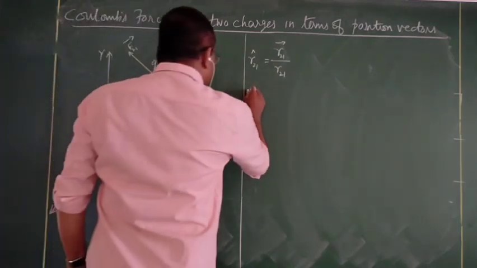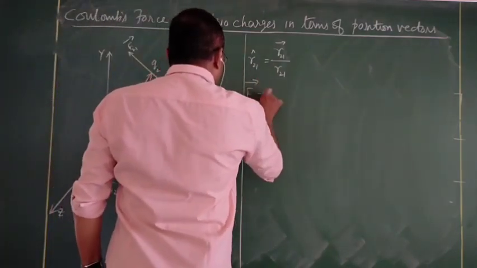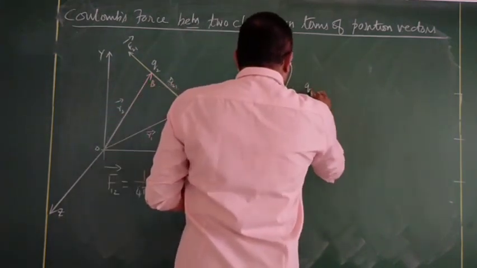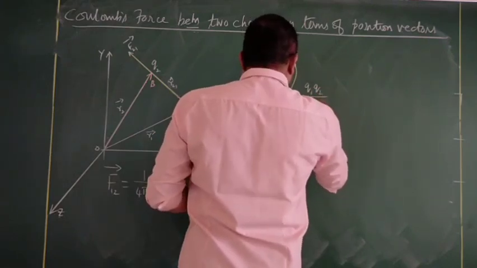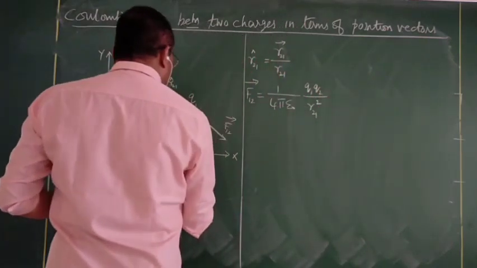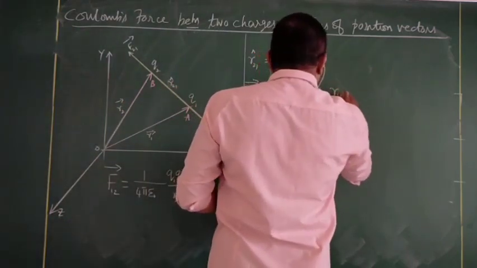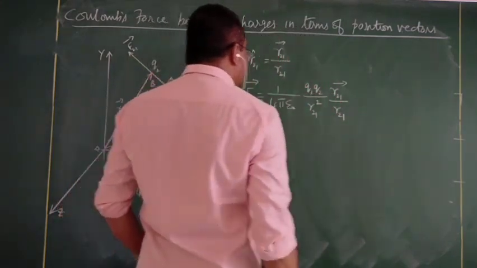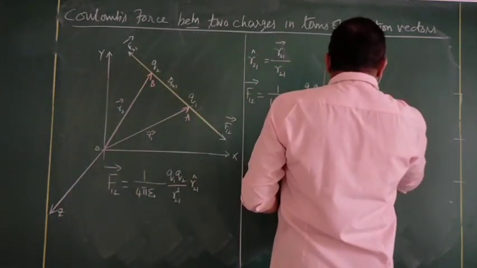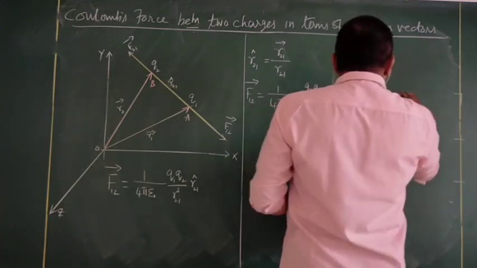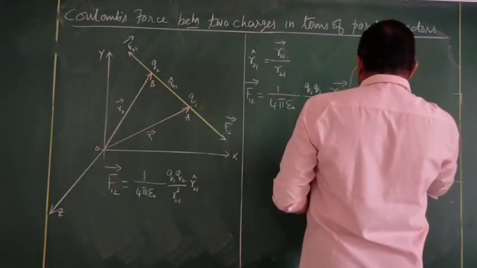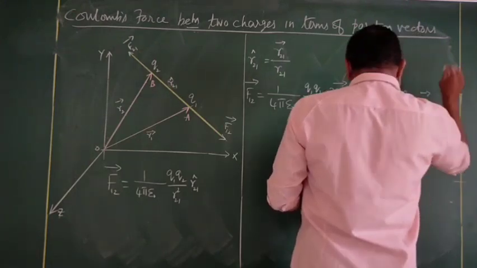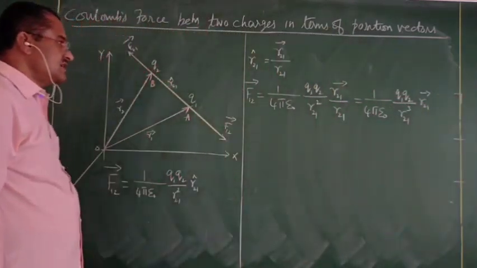Therefore, I am going to change this expression. F12 vector is 1 by 4 pi epsilon naught Q1 Q2 upon R21 squared. In the place of this, I will write R21 vector upon R21. And therefore, this expression becomes equal to 1 by 4 pi epsilon naught Q1 Q2 upon R21 cube into R21 vector. I suppose you understand this.